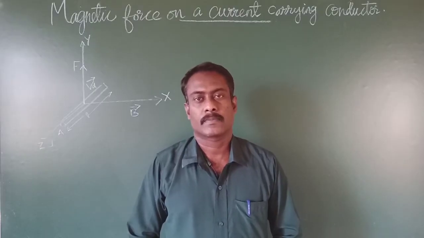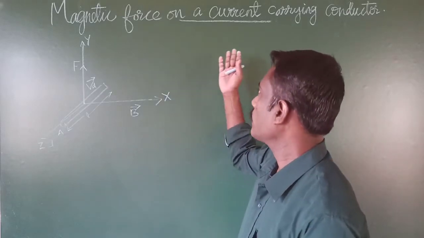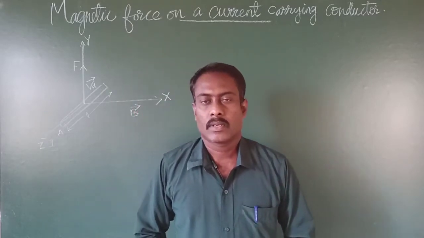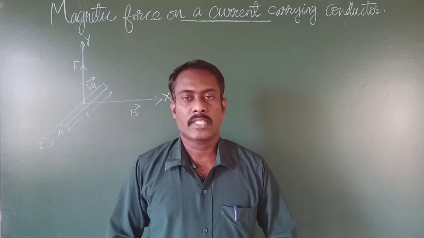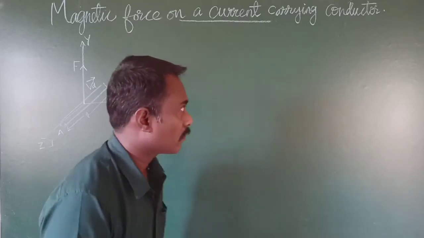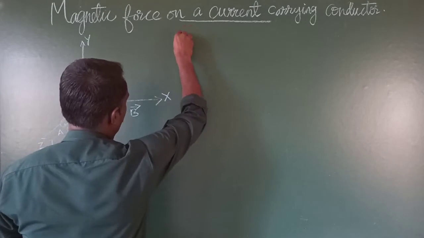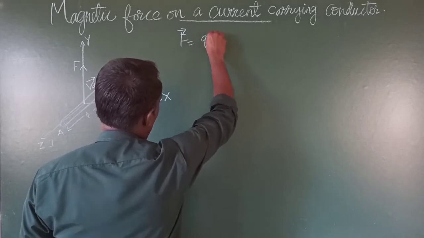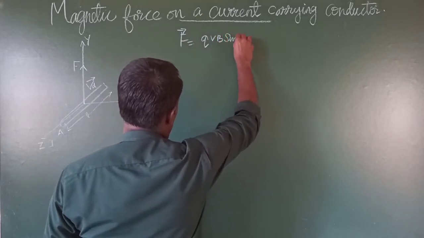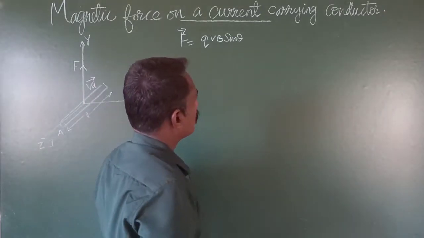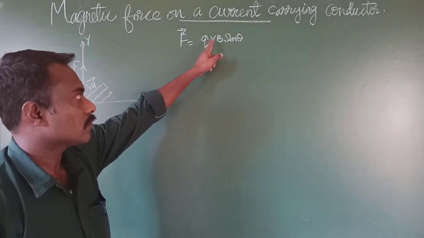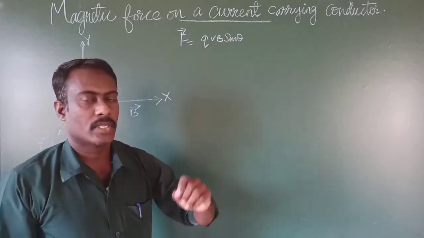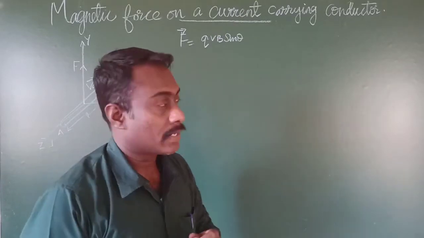Today we are going to discuss another topic, that is magnetic force on a current carrying conductor. In the previous class we learned the force exerted on a moving charge, which we took as F is equal to Q V B sin theta, where Q is the charge, V is the velocity of the moving charge, and B is the magnetic field, and theta is the angle between the velocity and the direction of the magnetic field.